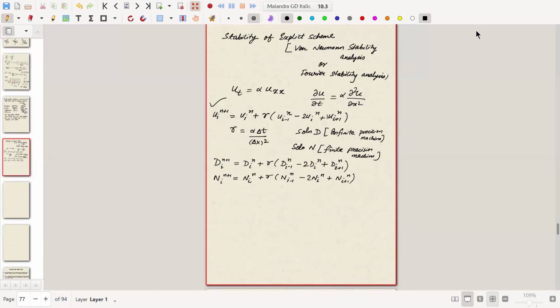Now, can anyone suggest what we shall do? What I talked with you verbally just 5 minutes before, I am doing that now. I took an infinite precision machine. I took a finite precision machine. I found the solution from both of them.